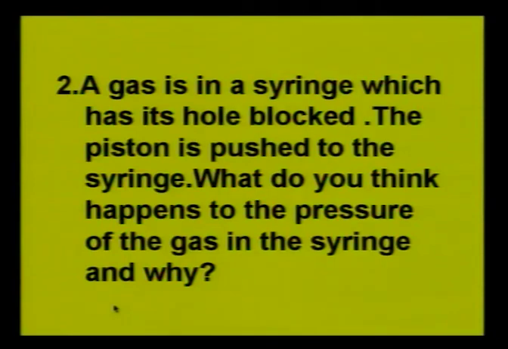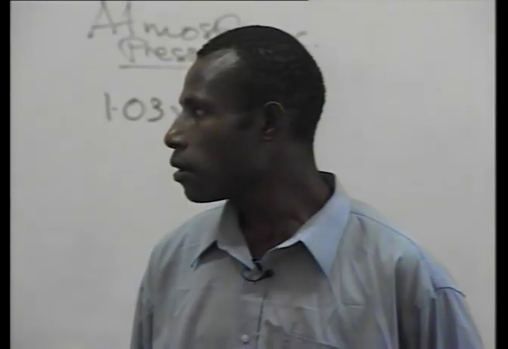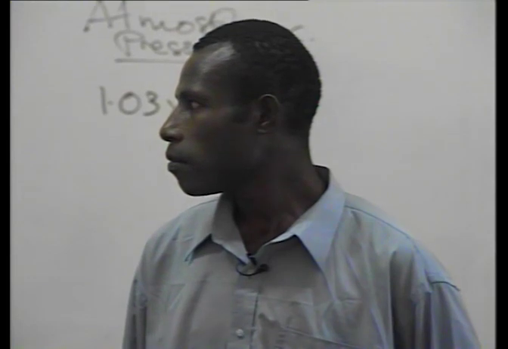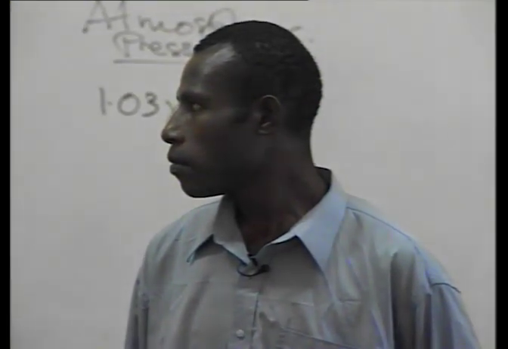The pressure in the syringe is increased because the gas particles are compressed into a smaller area. Michael, what is your explanation of that question? The pressure in the syringe increases due to the piston being pushed. The piston causes a high pressure by compressing the gas particles. If it keeps on compressing it, it can also turn the gas into a liquid.